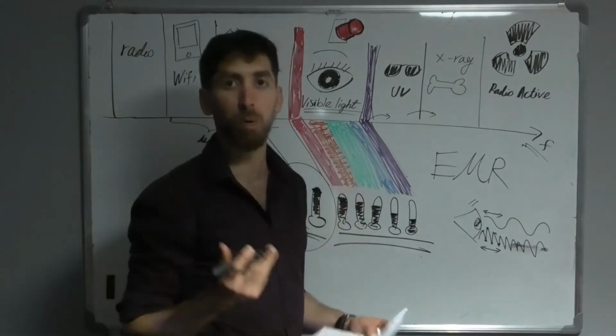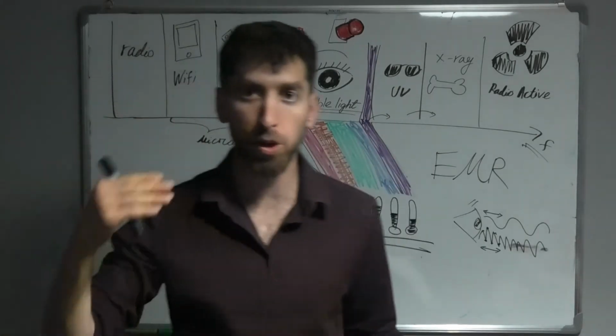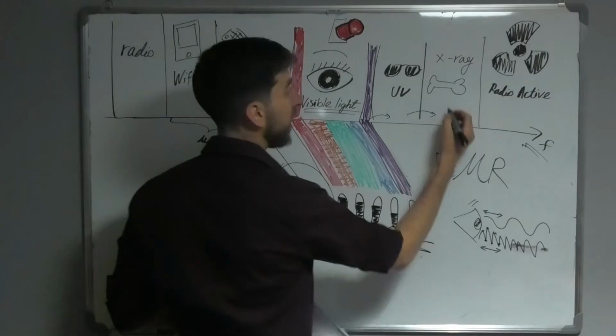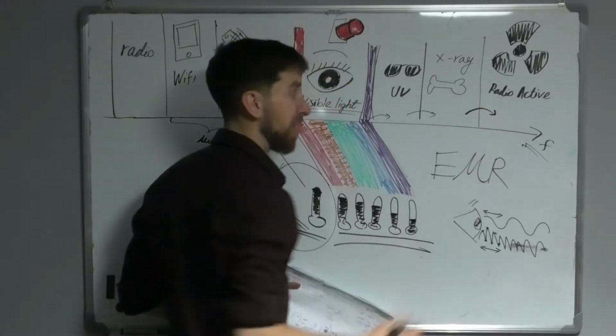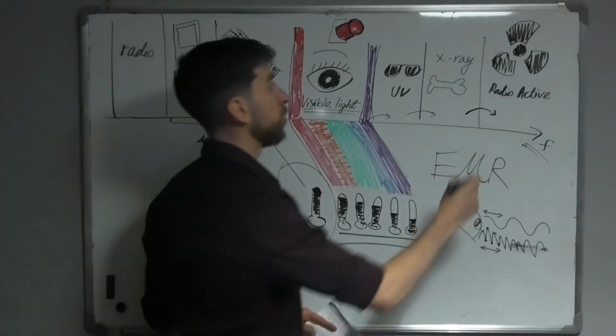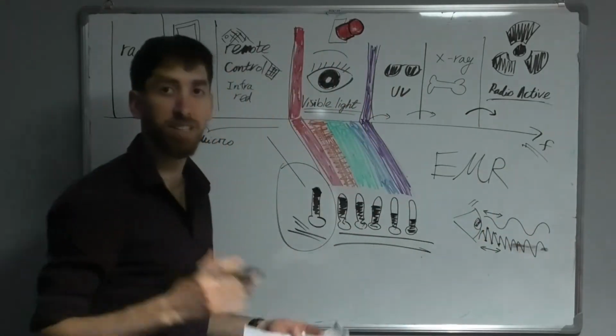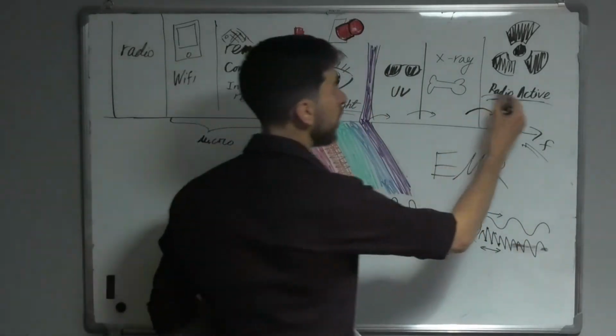We go to X-ray. With the X-ray we can observe bones. We can go through the body. So this is really dangerous. And beyond that we get to radioactivity, which is super dangerous. It can change the atom. This is really powerful.